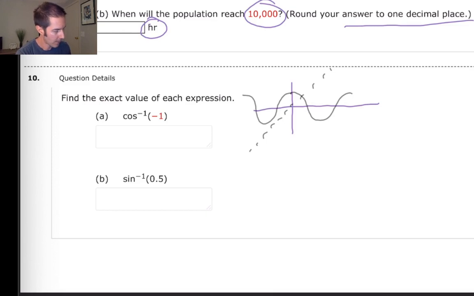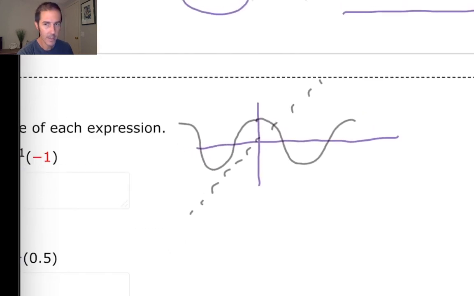So what we learned in a pre-calc class is that we can make the cosine function into a one-to-one function if we restrict the domain. And what that means is that we're going to remove a lot of the original cosine graph, and we're only going to use this part of it.